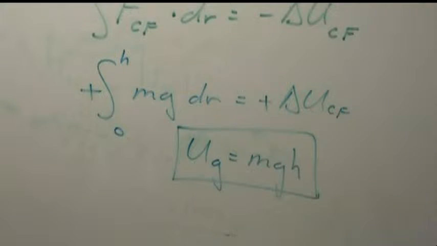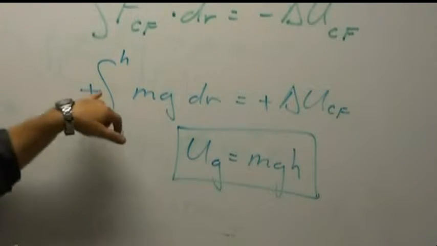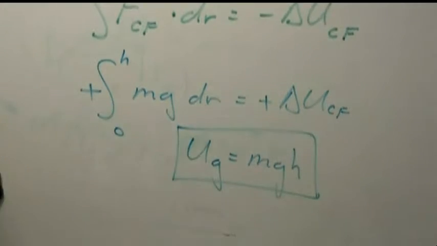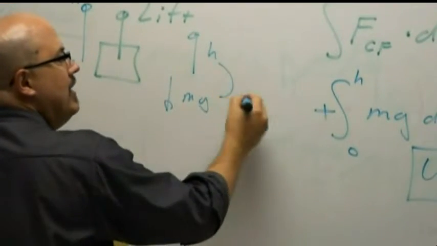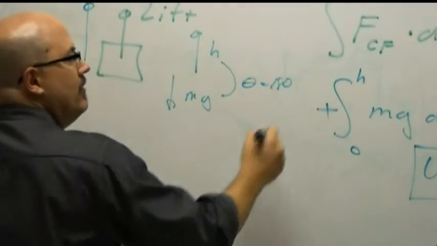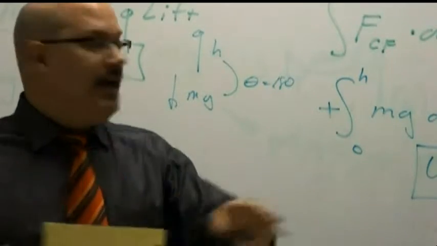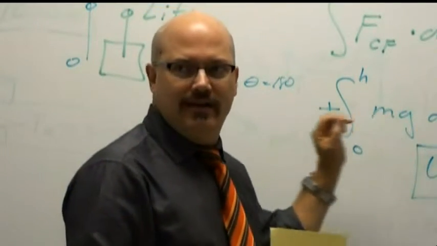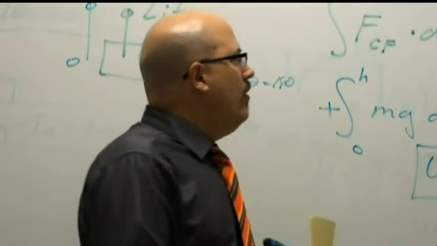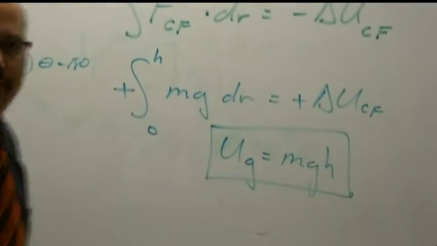Wait for it. Got it? Wait, why is it positive? Because of the dot product: the gravity force is this way, but you're moving it this way. So the angle in between is 180, and the cosine of 180 is -1. Now I can put all those steps in there if you like, but the negative's going to cancel out, right? Yes. Okay, let's do this in general form.